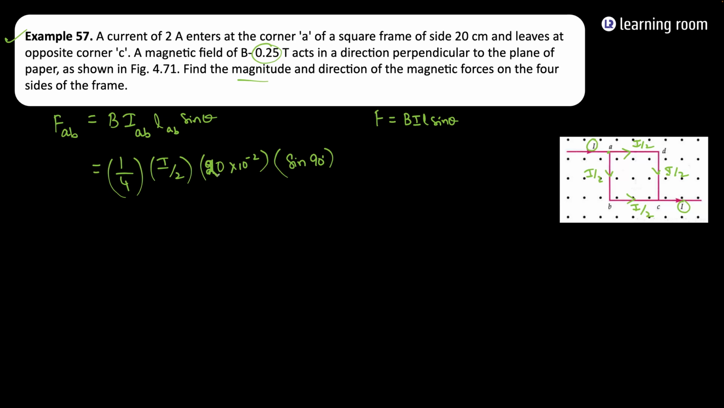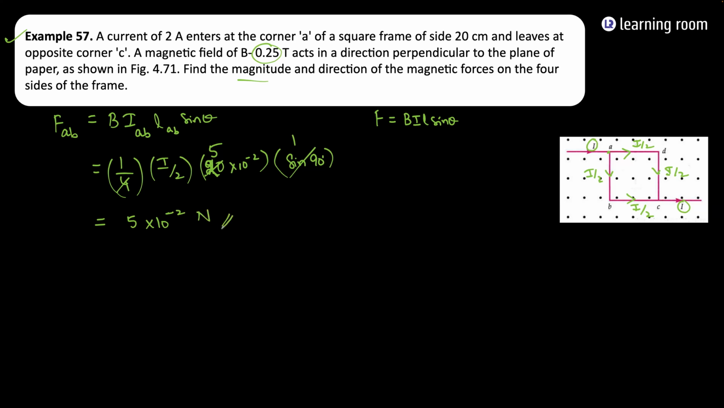Correct. So I is 2, remember. So I is 2, when you substitute it here, you will get it as 1. So 4 will cancel this 25 times. Sine 90 is 1. Right? I by 2 is going to be 1. So answer will be 5 into 10 power minus 2 Newton. I hope it makes sense.